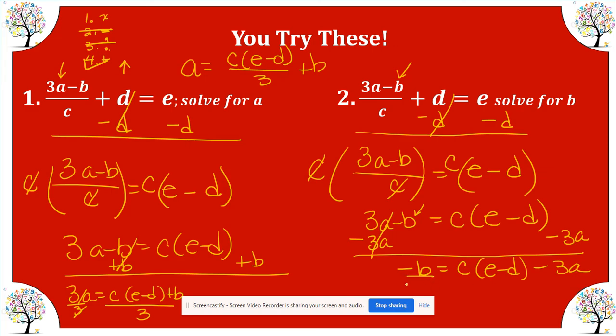So now we're going to divide every term by -1. And this gives me B is equal to, I'm just going to bring the negative out with a C, and then negative over negative is positive 3A. And that's it, guys.